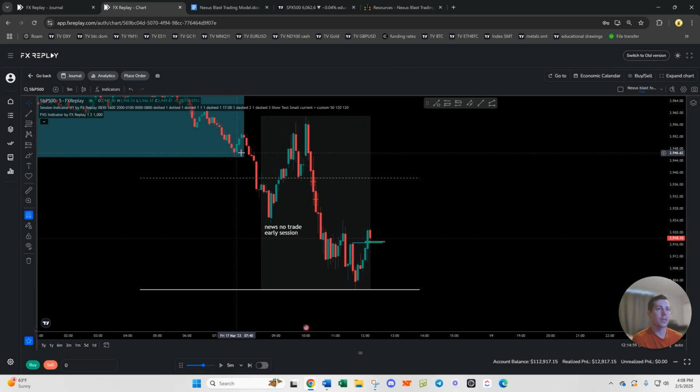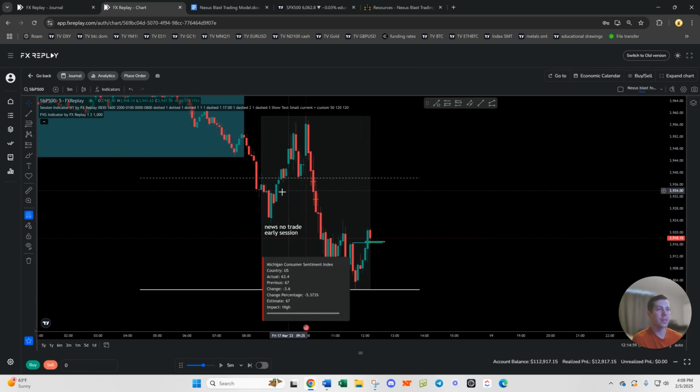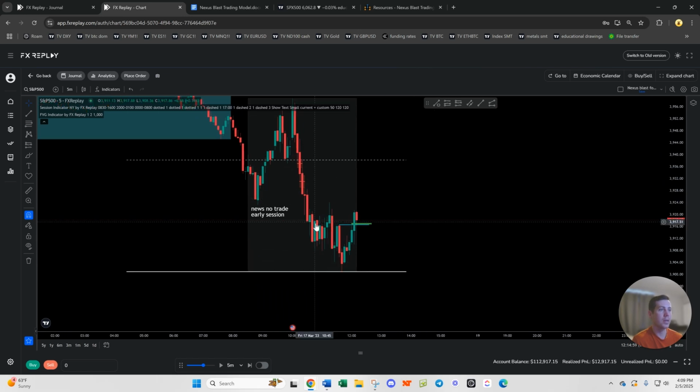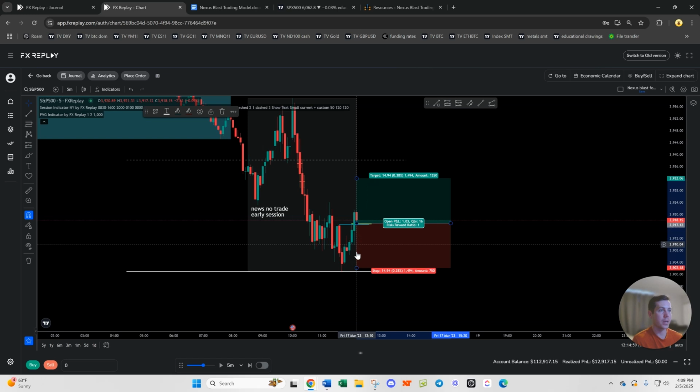Alright, so this one we had a sweep at the London low. We were looking for longs. There was some news pretty early in the session, so I probably wouldn't have taken any trades early on. But then later in the session we had a break of structure with a fair value gap, so we can give this one a shot.